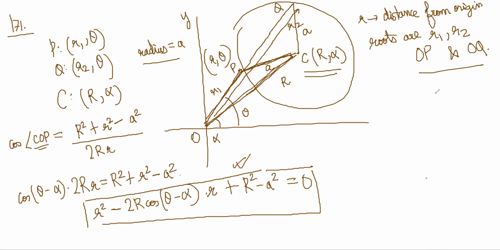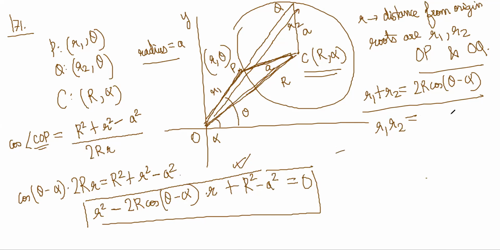Now you also know that the sum of the roots is minus 2r cos theta minus alpha, which is not very useful. But the useful part is this. Product of the roots is capital R square minus A square. This is super important because you will notice that this is a constant. Product of the roots is a constant. It doesn't even depend on the theta angle.